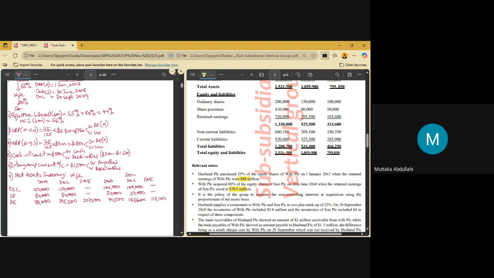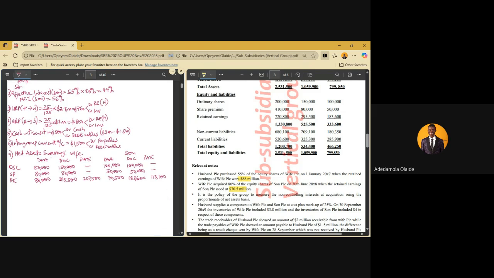So with that, in the absence of any other information, for the unrealized profit, it was the parent that was selling. So we don't have any other thing to adjust in the net asset summary. With that, we can calculate the total of the values. So this will be 113,100. This will be 220,500.